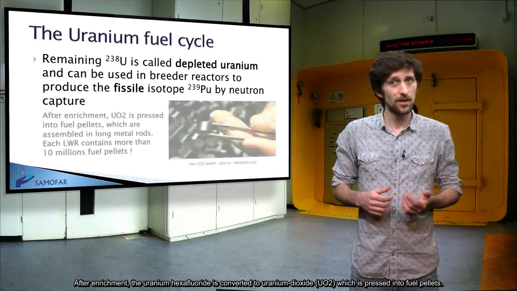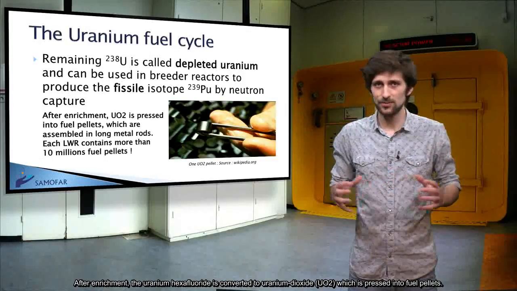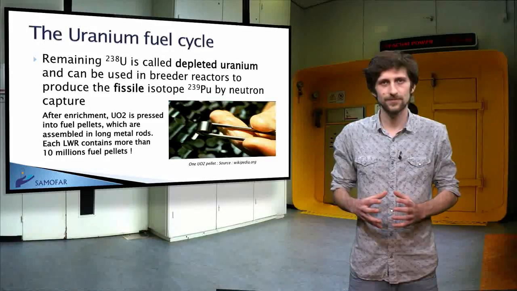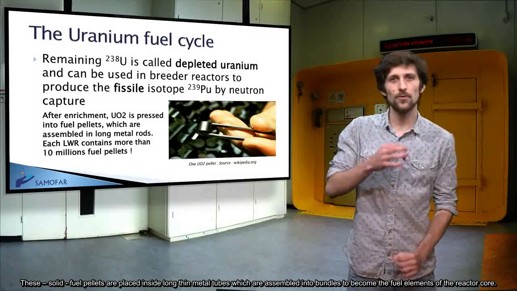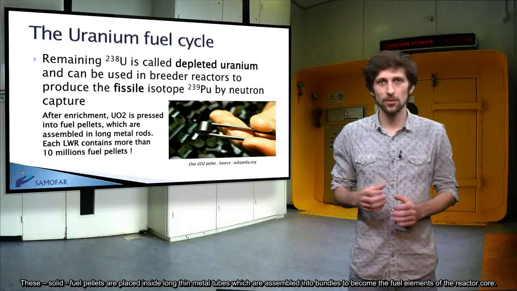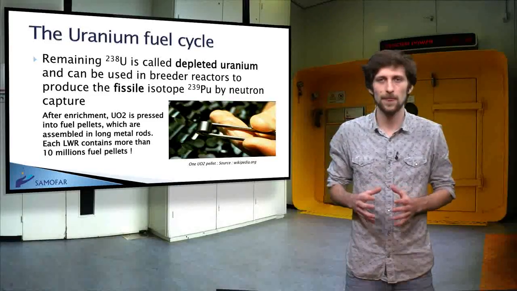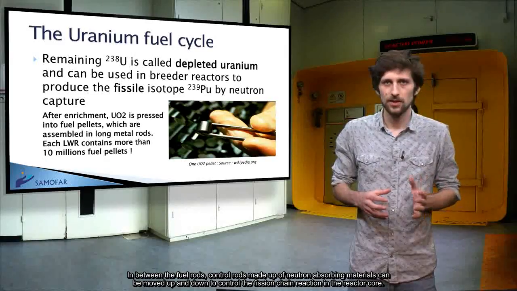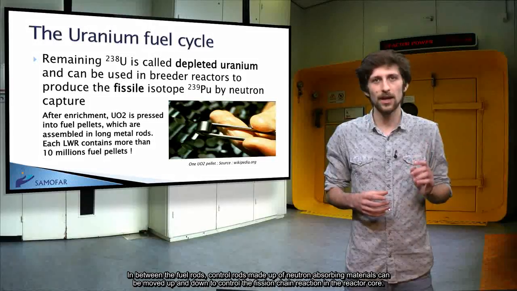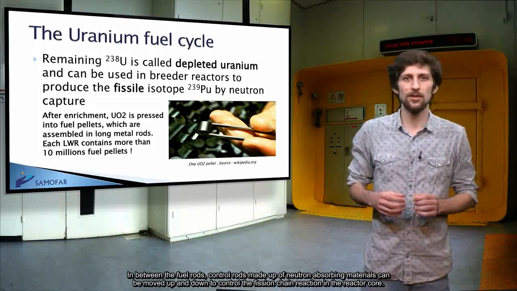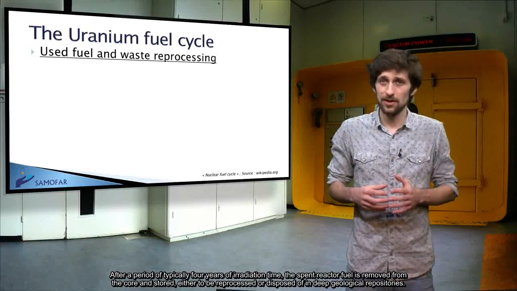After enrichment, the uranium hexafluoride is converted to uranium dioxide, which is pressed into fuel pellets. These solid fuel pellets are placed inside long, thin metal tubes, which are assembled into bundles to become the fuel elements of the reactor core. In between the fuel rods, control rods made up of neutron-absorbing materials can be moved up and down to control the fission chain reaction in the reactor core.